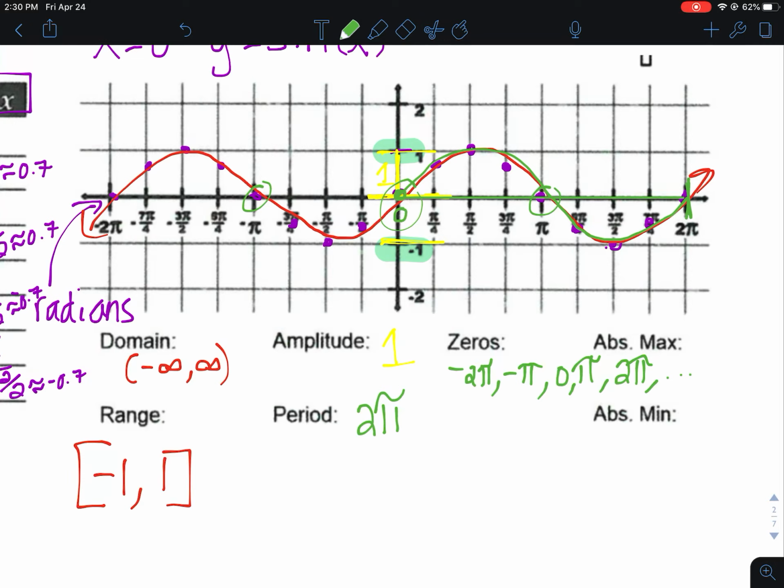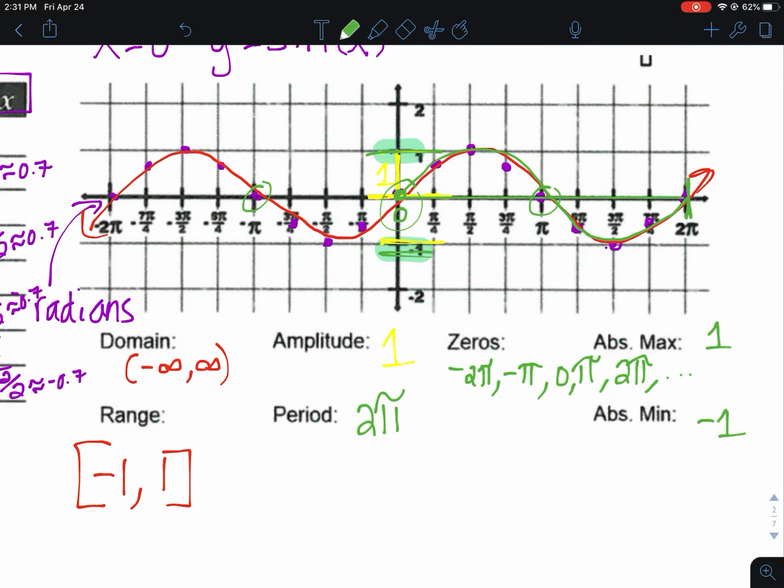The absolute maximum, well, technically the highest point that it ever hits is positive 1. We talked about before that there's not really an absolute maximum when you have multiple points hitting the same y value, but the highest it ever goes is 1. So for all intents and purposes, we'll say the maximum is 1 and your minimum is negative 1. Never goes below that, never goes above that. All right, so I want you guys to pause and try that with the cosine function.